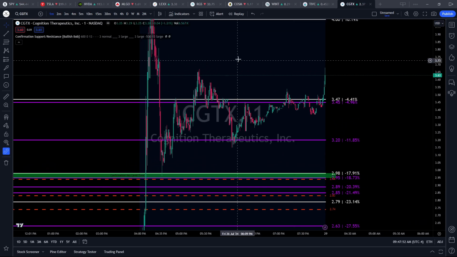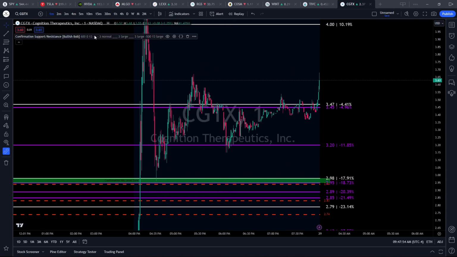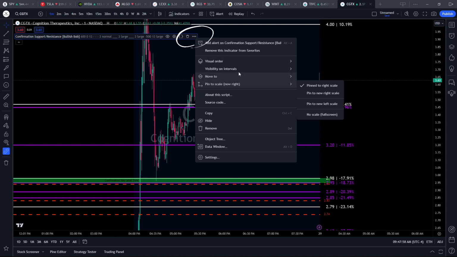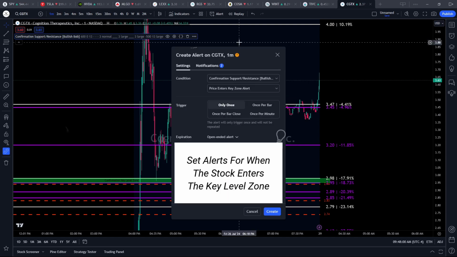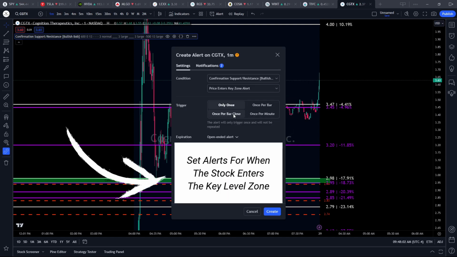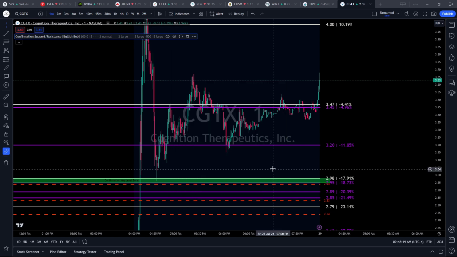But not only that, we did add an alert function here, guys. So if you go to the indicator up top, hit the 3 dots, you'll see that we have an alert now. So you can add alert, and you can say, okay, I want to see this every time we hit that zone or close above that zone or start to enter. As you can see, price enters key zone alert. That's what the alert will be. And we can do it once per bar, once per close, once per minute. So I can say once per bar maybe, and just hit create, and there we go. Now I'm done. Now I have that alert.